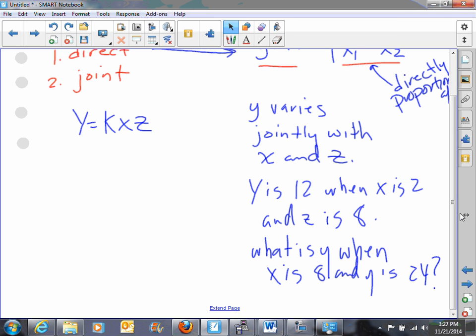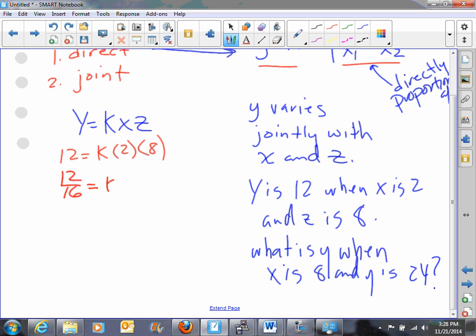Okay, so we start out and we use the condition that we have, all three of them. y is 12, x is 2, and z is 8. So we have 12 equals k times 2 times 8. That gives us 12/16 equals k, because we divide both sides by 16. This simplifies to 3/4. So 3/4 equals k.